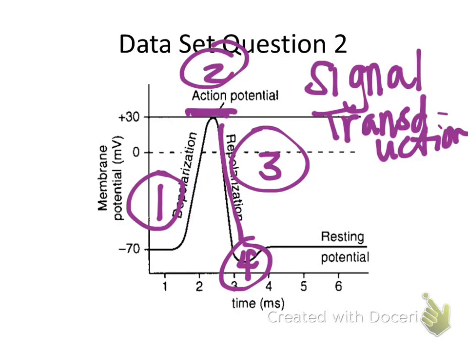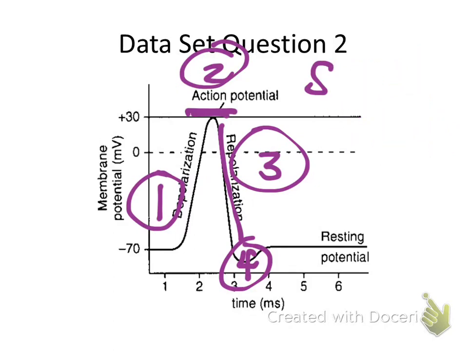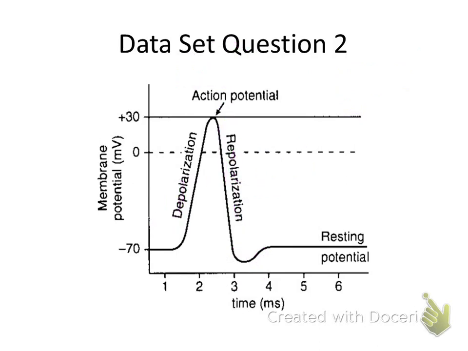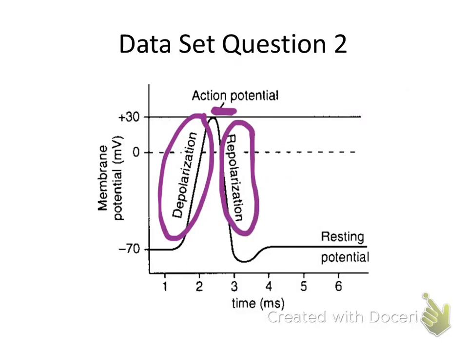Okay, so the steps to signal transduction are: depolarization, when sodium rushes into the cell. Then the action potential, that's when the nerve impulse travels. Make sure if you're writing about this, you say the nerve impulse travels, not the neurotransmitter. Repolarization is when potassium goes out of the cell.